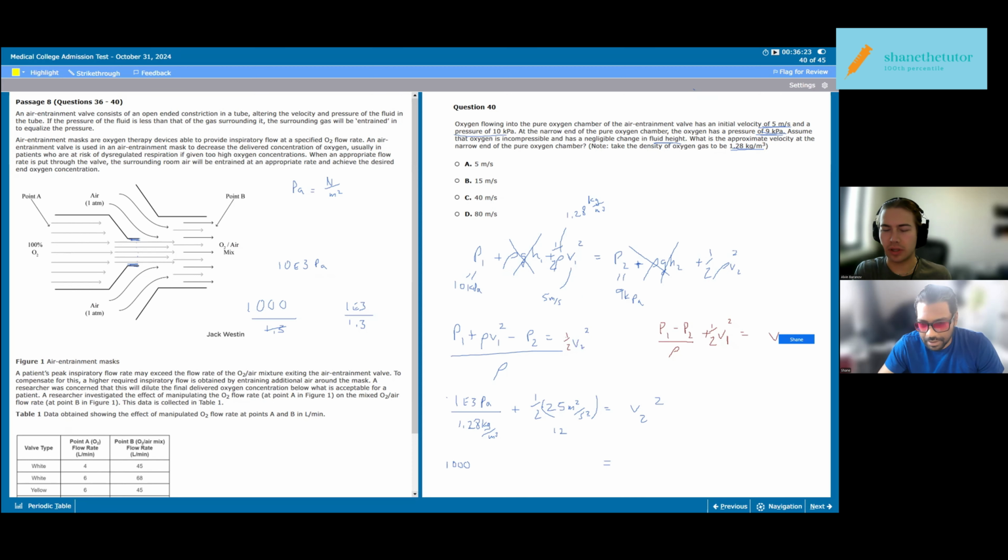And also, yeah. Okay. So I could multiply this, that cancels, and this times 2. So this is going to be the 2000 over the 1.28, and then I just add the 25.